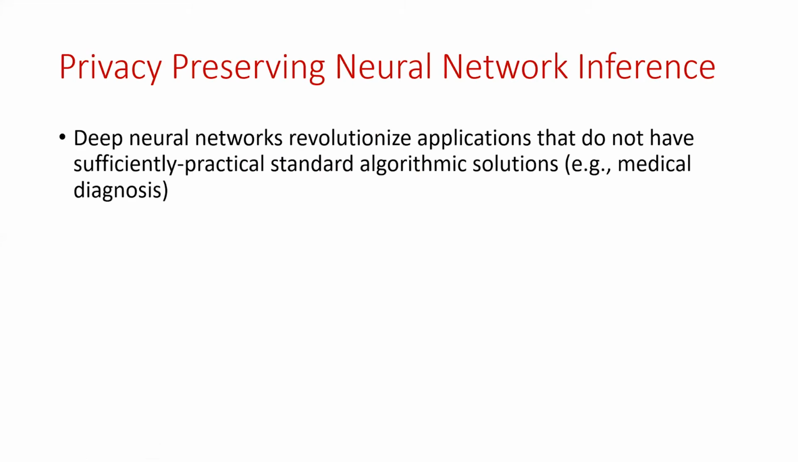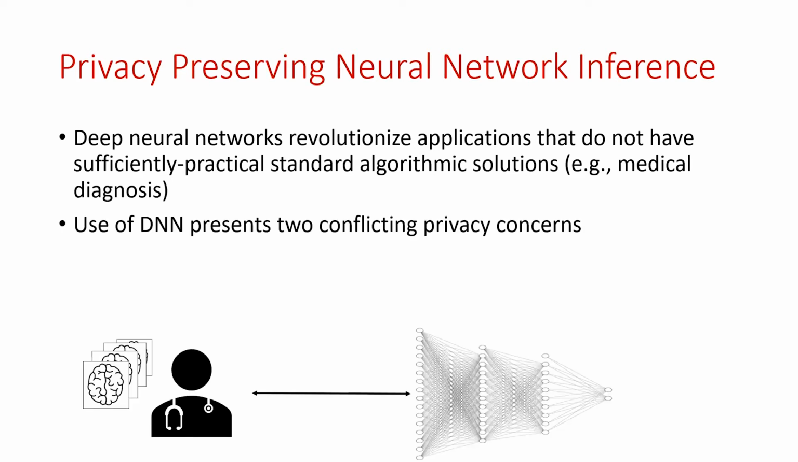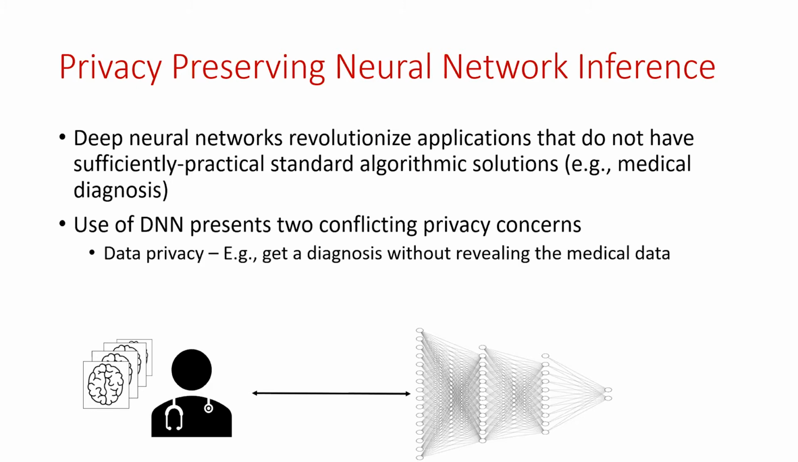Okay, so deep neural networks have been a revolution for many applications that do not have sufficiently practical standard algorithmic solutions, such as medical diagnosis. But the use of neural networks also presents two conflicting privacy concerns. There is the issue of the sensitivity of the data. For example, if we think about the scenario where we have a hospital that would like to use the services of an external company's neural network in order to get diagnosis for MRI images, then how can the hospital get diagnosis for the images without actually revealing them to the model owner?